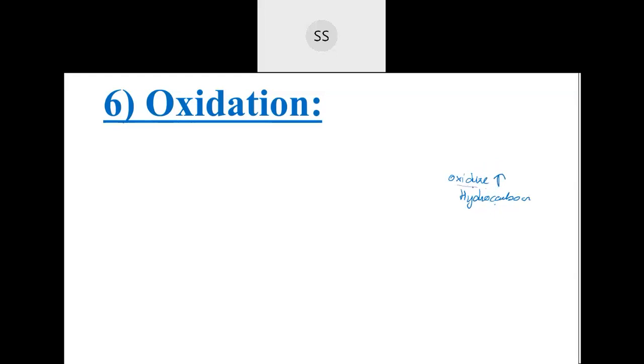In the presence of an oxidizing agent. Yes, very good. Correct. Alcohol. Alcohol is the correct answer. Yes. Hydrocarbon on oxidation, I told you, will give alcohol. Alcohol, if you further oxidize, what do you get? If I further oxidize this, yes, very good. Correct. Aldehyde. And aldehyde on further oxidation gives you carboxylic acid. Yes. Carboxylic acid.